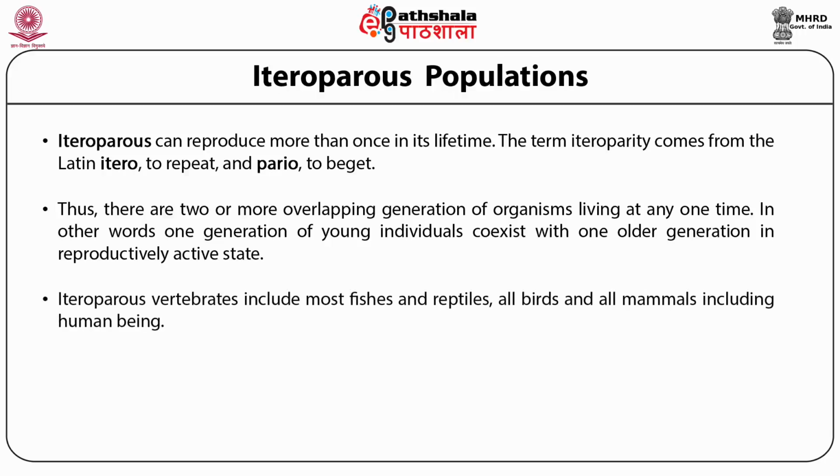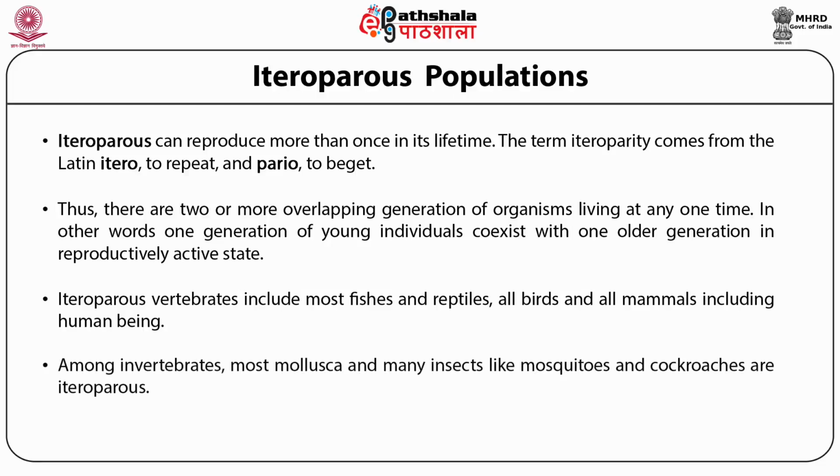Heteroparous vertebrates include most of the fish and reptiles, all birds and mammals, including human beings. Amongst the invertebrates, many species of mollusca and insects, such as mosquitoes and cockroaches, are heteroparous. Most of the perennial plants are heteroparous type of populations.